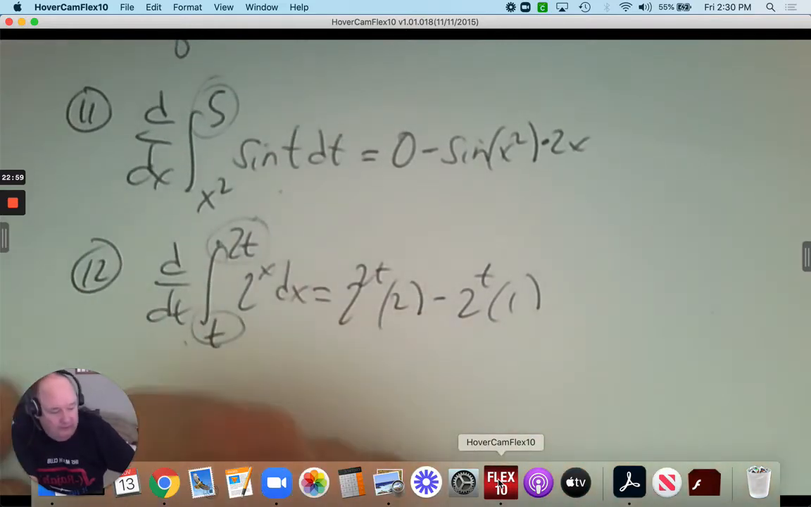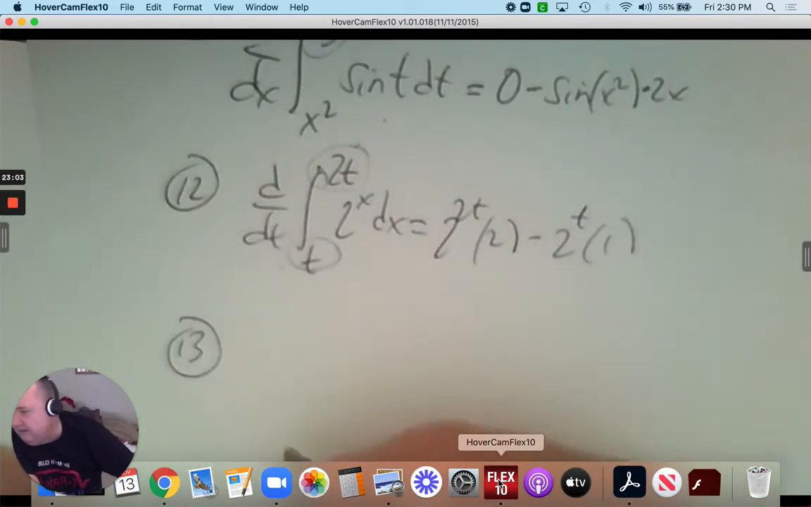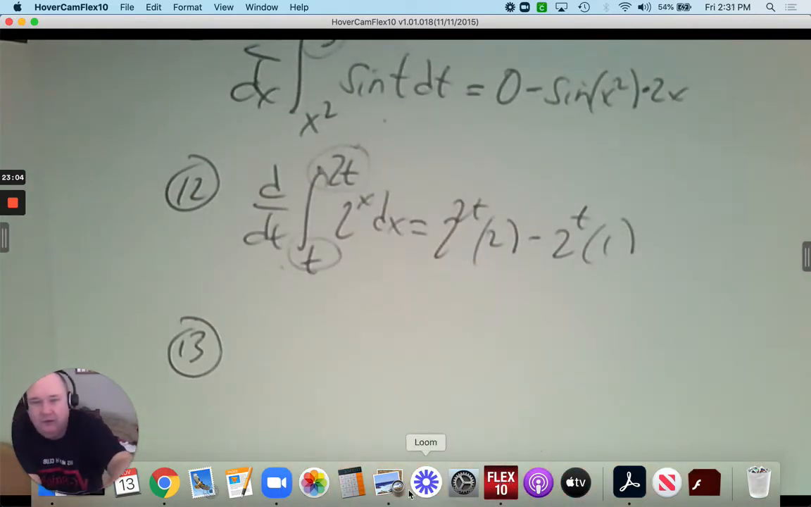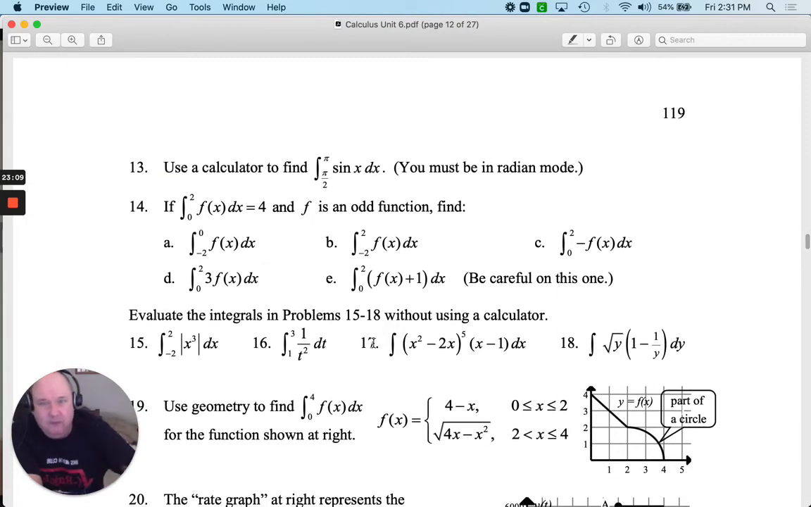Number 13. In number 13, it's a calculator question, right? Let's go to the next page. Yep, use a calculator. So let me show you how to use our calculator. Can you do a definite integral with your calculator? I bet you can. Make sure it's in radians. There's my calculator.